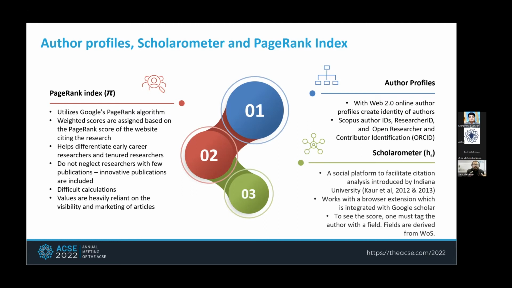That's what happens. We have heard Dr. Charlie talking about how they market and ensure that the H-index or the impact of the researchers or the journals will be improved. So in such areas, the Google PageRank index or the PageRank index will definitely give better visibility for those researchers. Again, Scholarometer is a social platform that facilitates citation analysis. This is available as a browser extension, which is to be integrated with Google Scholar. So you need to just tag an author with his specific research field, then it will automatically bring up the person's Scholarometer indexes.